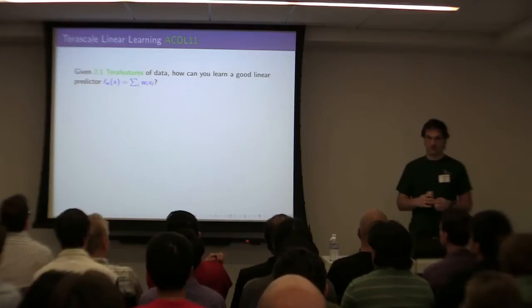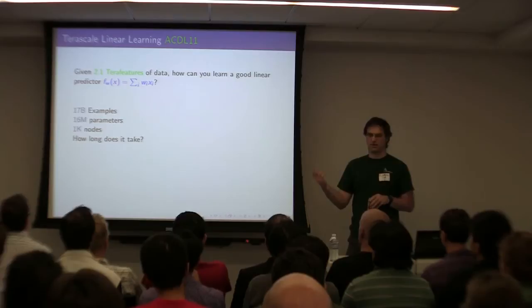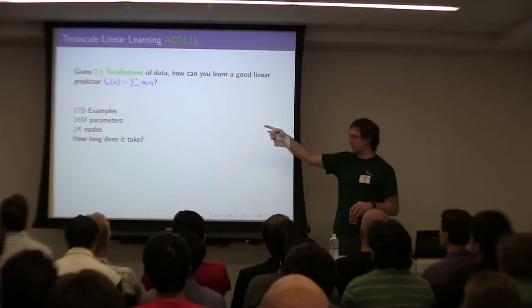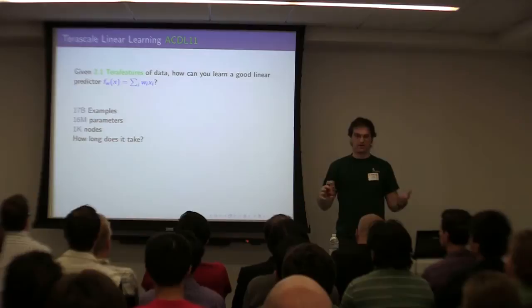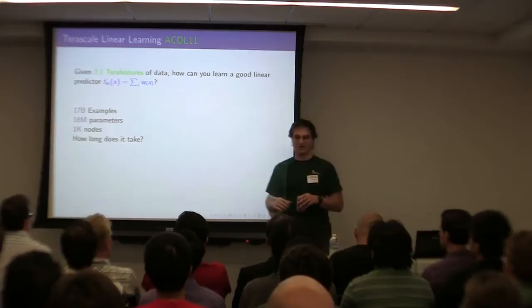I can tell you some more details about this. This was a predictive click-through type of data set where you had a whole bunch of interaction data. There were 17 billion examples. We were trying to learn something with 16 million parameters, and we had a 1,000 node cluster available. And it's the 1,000 node cluster which makes it a parallel thing to do. But still, it's not trivial to figure out how to use this cluster best.